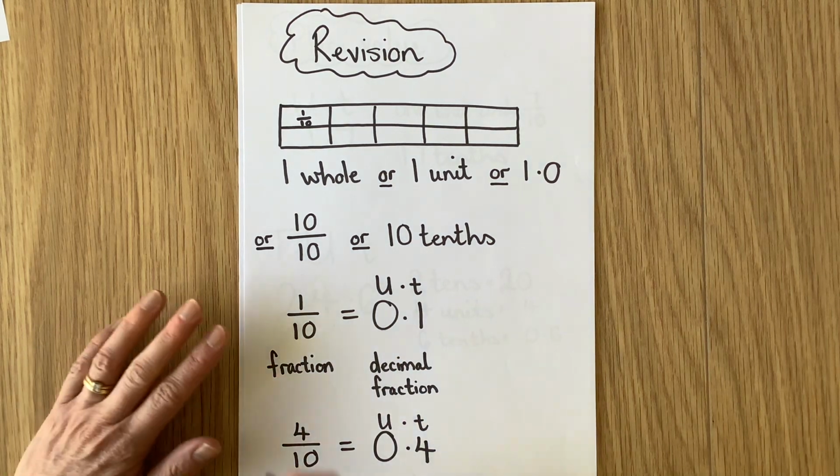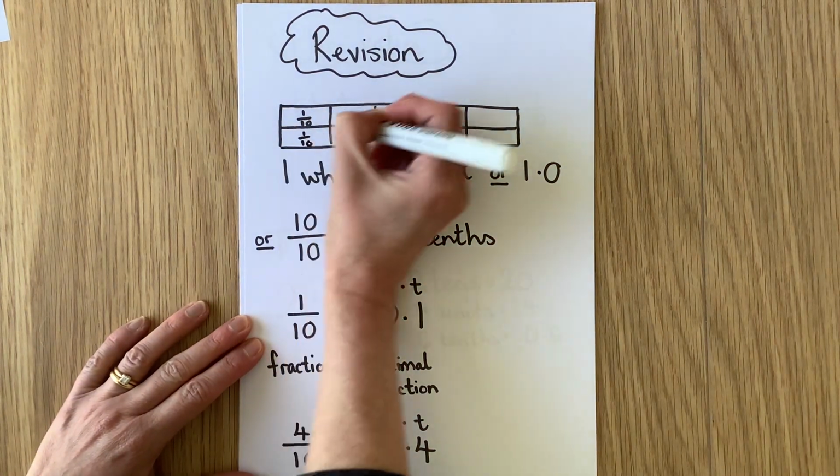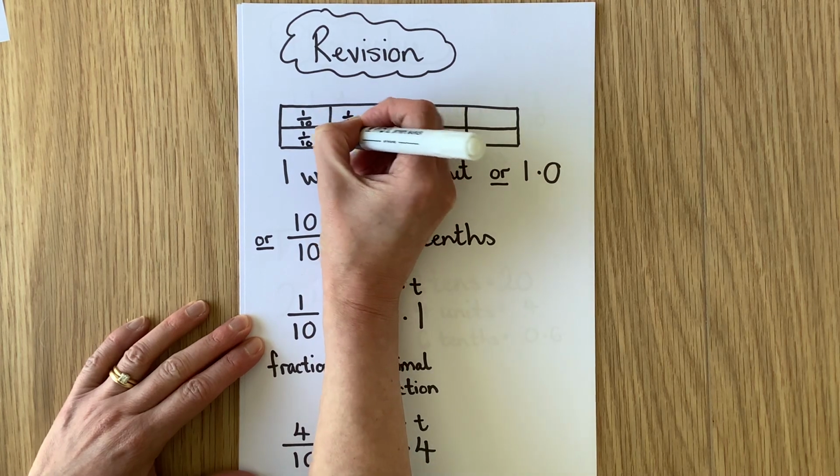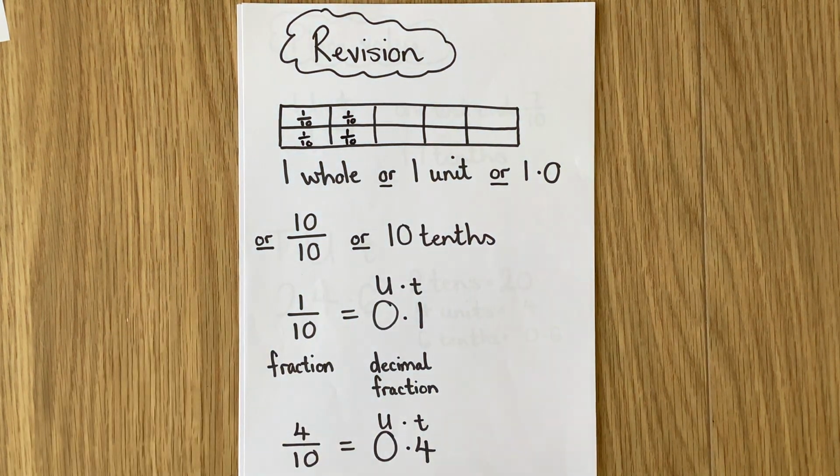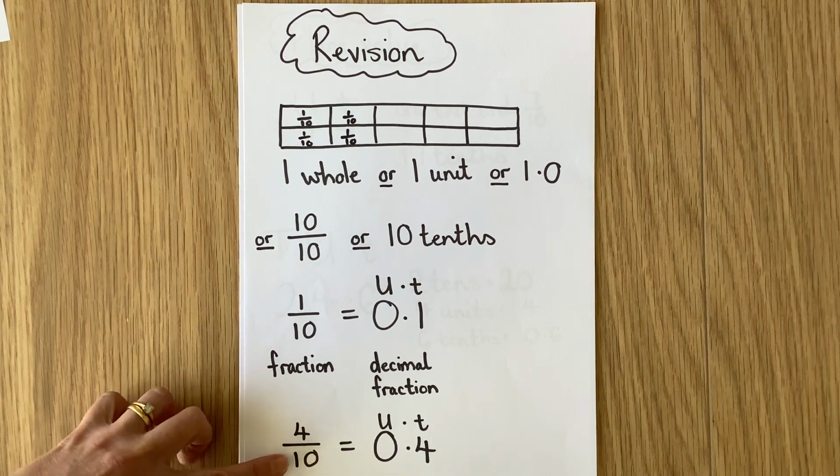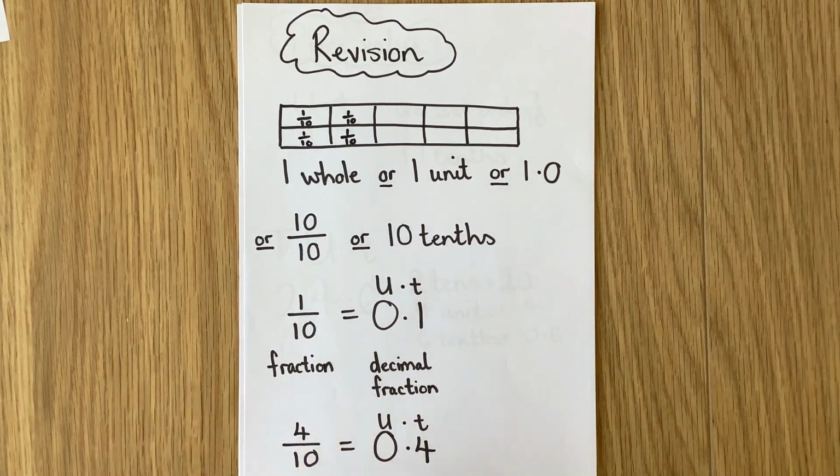Now, if I was looking at 4 of the parts, so if I decided not just to look at one of them, but if I was looking at 4 of those 10 parts, then I could say I've got 4/10, or to write that as a decimal, that would become 0.4.